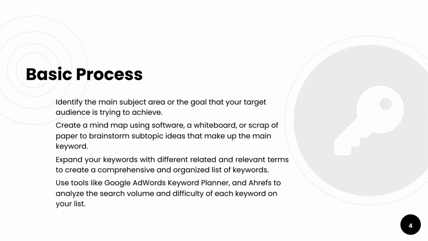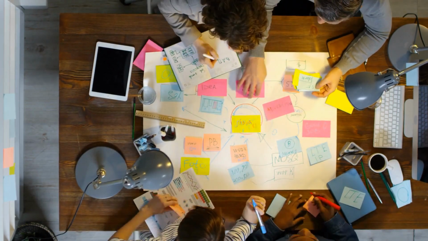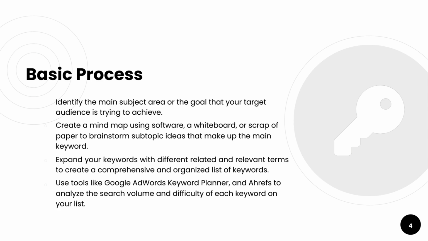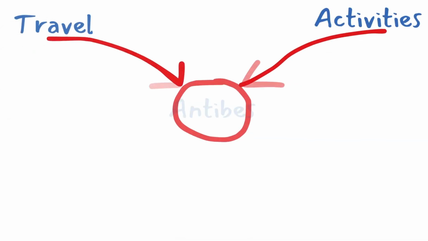The basic process is you identify the main subject area or the goal that your target audience is trying to achieve. Then brainstorm, creating a mind map. You need to break down the main topic into subtopics. You're going to use those as content ideas, as your categories, as your tags, and your content silos, which we'll get into later. Expand your keywords using differently related and relevant terms, and create a comprehensive and organized list of keywords. Then you use Google AdWords, Keyword Planner, Ahrefs, SEMrush, and other tools to analyze the potential search volume, but also the difficulty of each keyword.